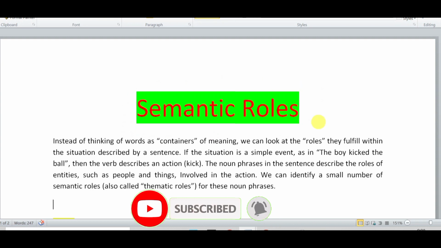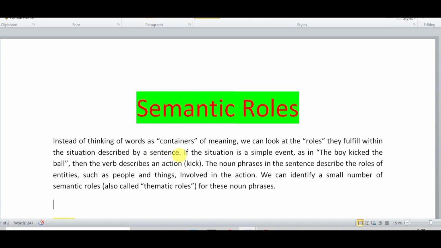We are starting the lecture now. Semantic roles. Okay, what are the semantic roles? So we will have some terms we have to discuss in this video. Instead of thinking of words as containers of meaning, we can look at the roles they fulfill within the situation described by a sentence.